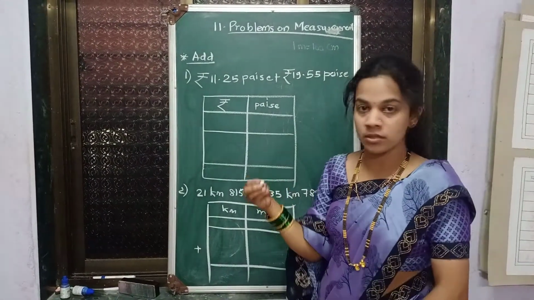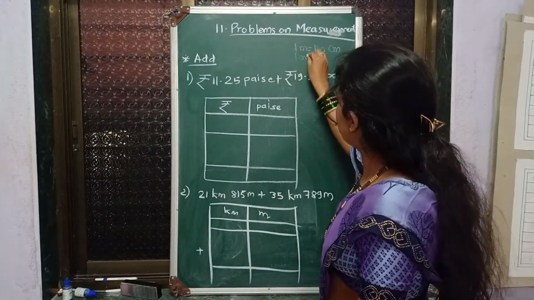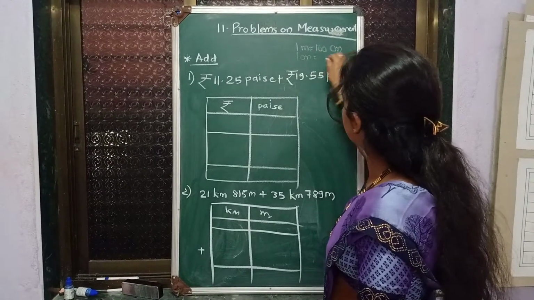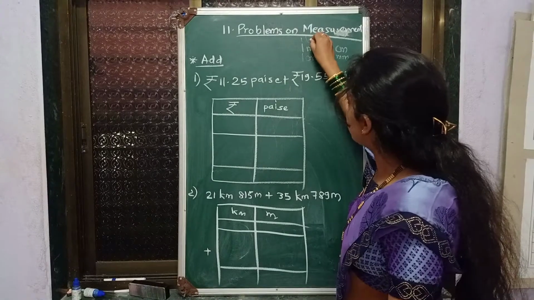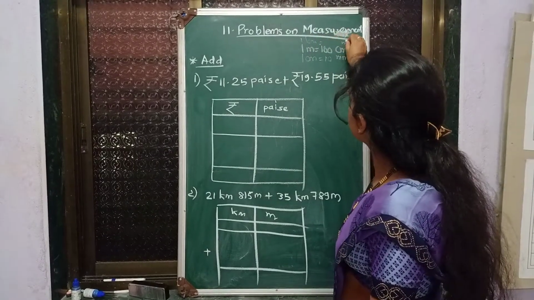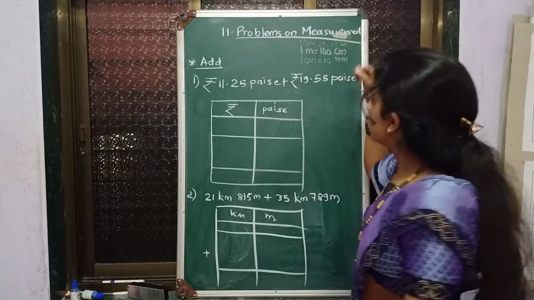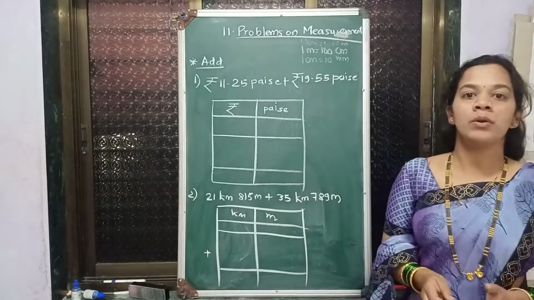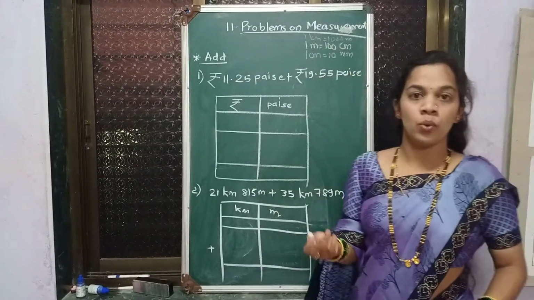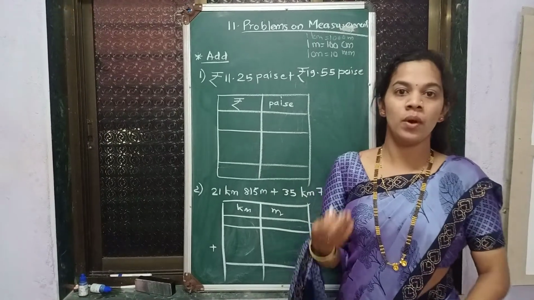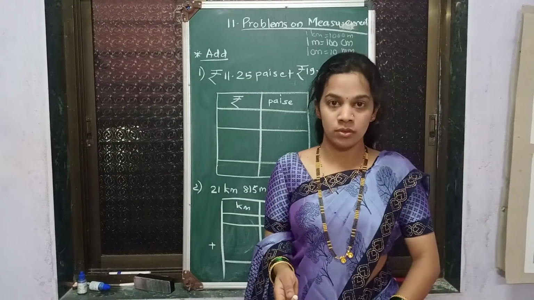These are the conversions. If I ask you 1 centimeter is equal to how many millimeters? It is 10 millimeters. If I ask 1 kilometer is equal to how many meters? It is 1000. So these are the basic ones. You should be familiar with them. For example, 1 kg is equal to how many grams? 1 kg is equal to 1000 grams.